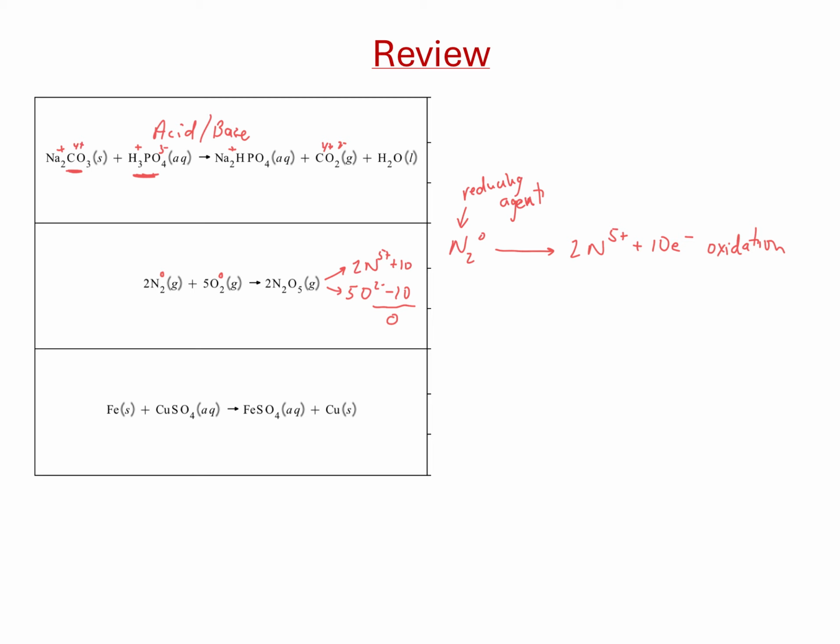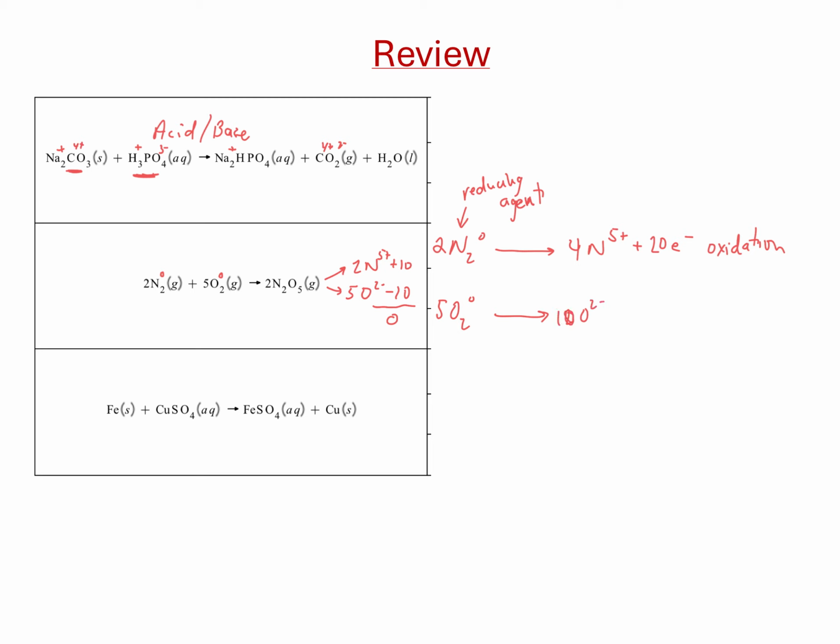Now we can look at oxygen, right? Oxygen goes from 0 to, and to keep it balanced, we'll say I have 2 nitrogens, which would make this 4 nitrogens here and 20 electrons here, so that we could say I've got 5 oxygens here that end up as 10 oxides here.